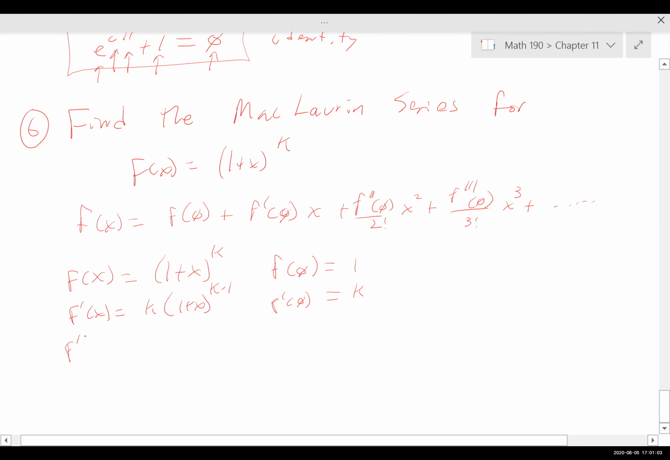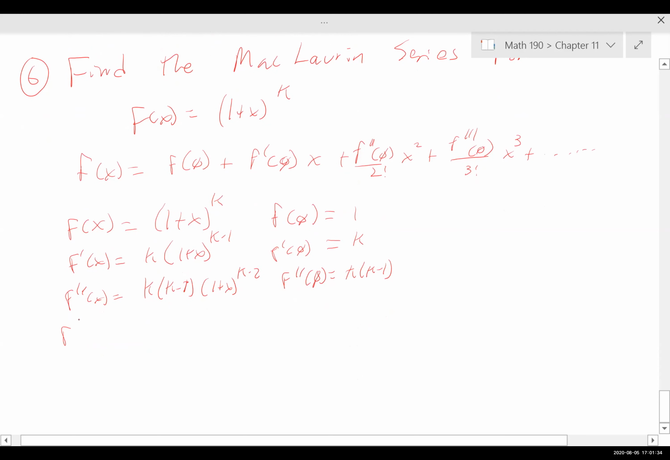What's f double prime of x? This is k times k minus 1 times 1 plus x to the k minus 2. This is a double prime, not triple prime. What's f double prime of 0? That's just k times k minus 1.